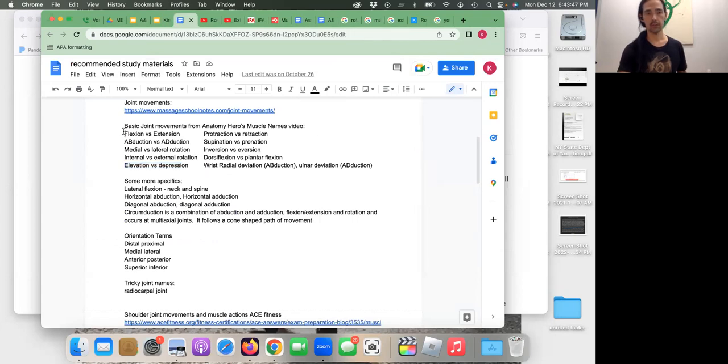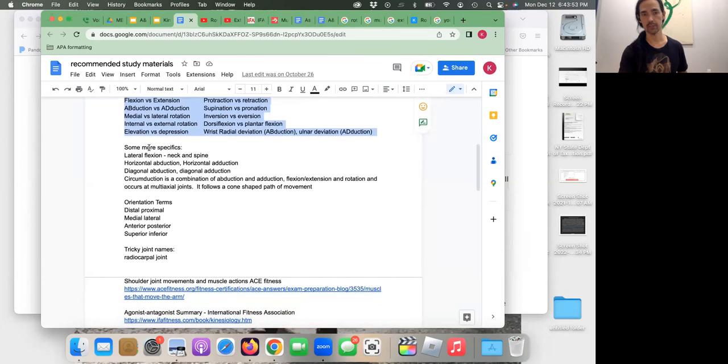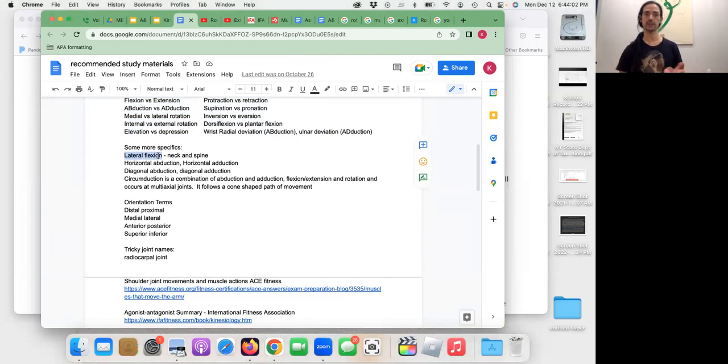So that's all for what I consider to be the basic joint movements. Let's look at some movements that I consider to be a little bit more specific, a little bit beyond basic. So lateral flexion, I list here that it's the neck and the spine. It definitely is the neck, right? So this is lateral flexion of the head at the neck, or lateral neck flexion or neck lateral flexion, right?